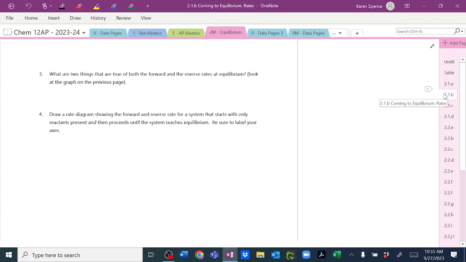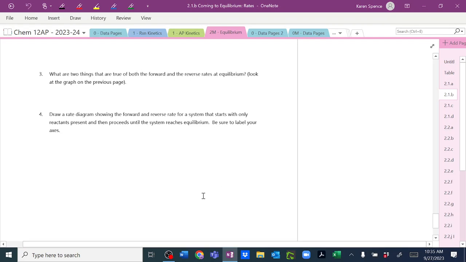Question number 3. What are 2 things that are true of both the forward and reverse rates at equilibrium? They are constant and they are equal. Yes.